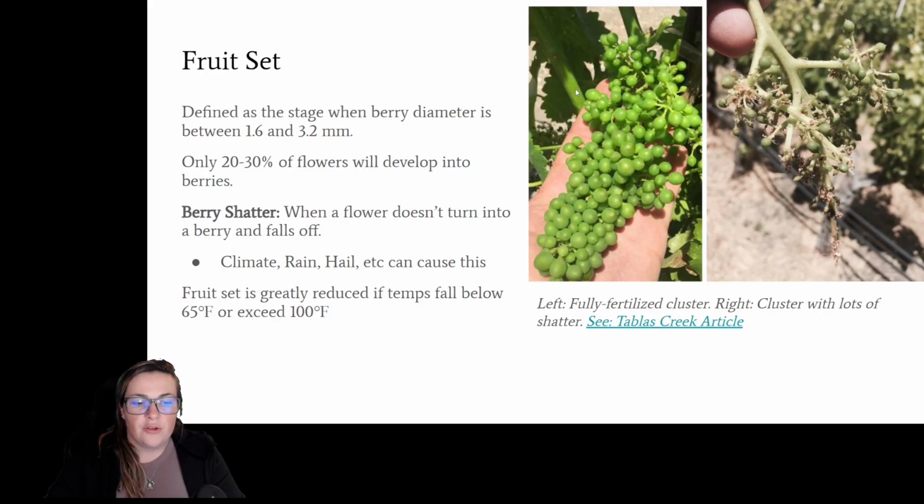And it looks like these little green harsh berries. Do not eat these. These are going to be extremely rough. They're definitely no sugar yet, right? Here on the right, we have a cluster with lots of shatter.